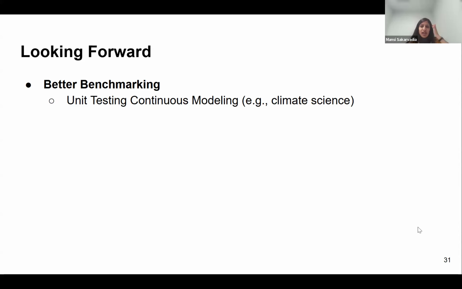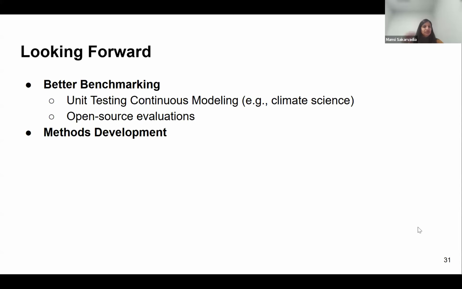In particular, we have a collaboration in climate science for this. Another issue is a lack of open source evaluations. So in an effort to advance this objective, on the next slide, I've released a series of resources with our paper that should enable this, and we continue to work on making large-scale evaluations available.